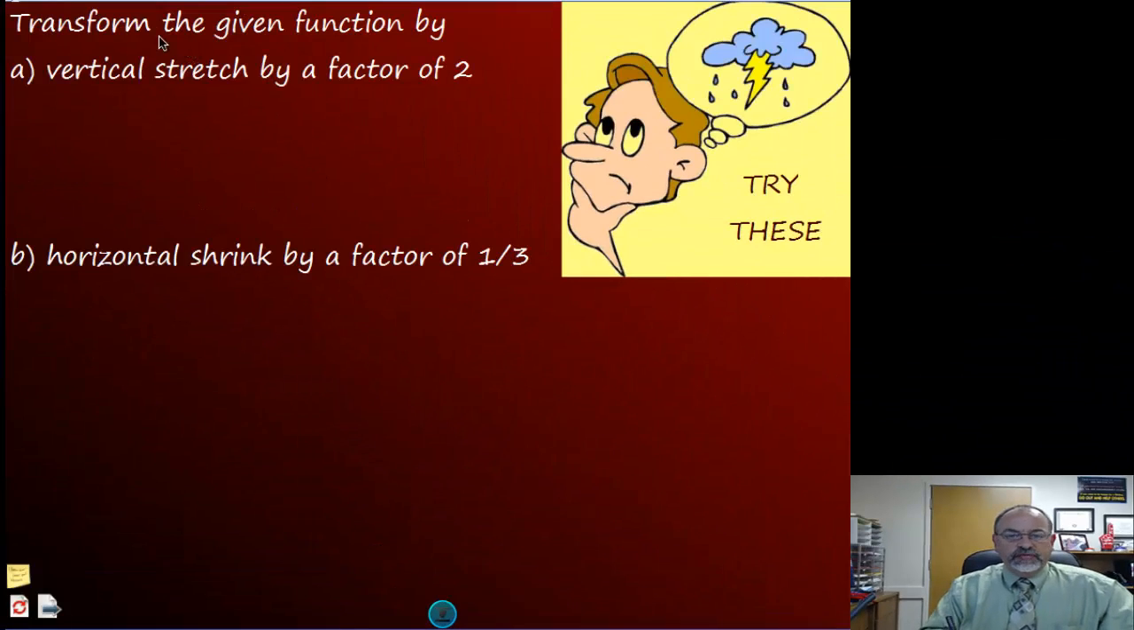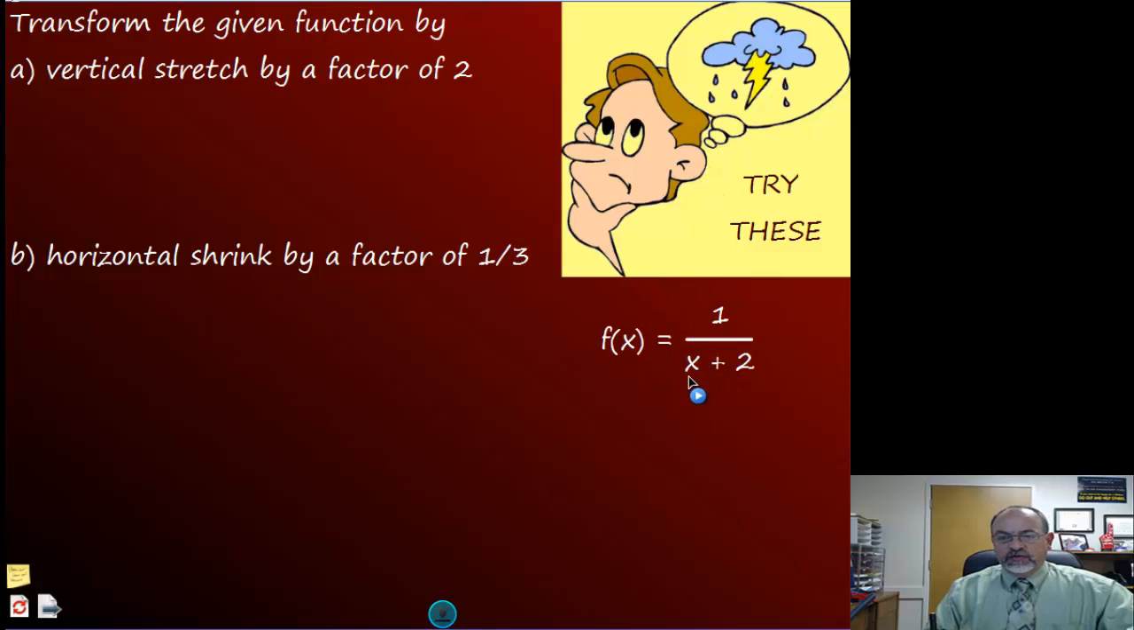Chapter 1, Lesson 6, Pre-Calculus, going to do some examples of vertical stretches and vertical shrinks. A number of these will be the same. So we're going to take some different functions and we're going to transform them vertically by stretching by 2 and then horizontally shrinking by a factor of 1/3. So let's go ahead and look at this first one.